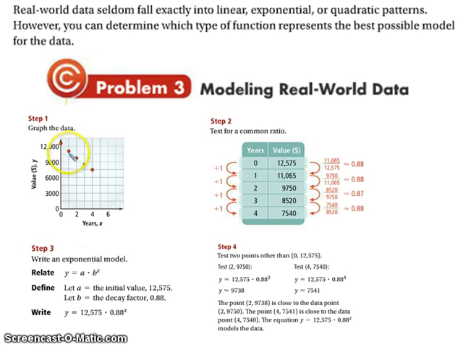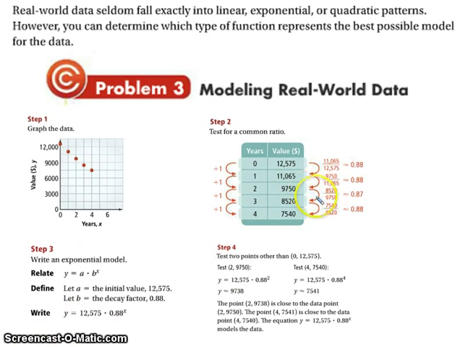Okay, so what we do is we first test for a common ratio. We recognize the years are increasing by 1, but the value is depreciating by about the same factor, about 0.88. Now remember, for something to look quadratic, it has to kind of curve back up, but it doesn't look like it's doing that, and it's not linear. And since we found the ratio to be about 0.88, we can assume that it's exponential. So we know that y is equal to a times b to the power of x.